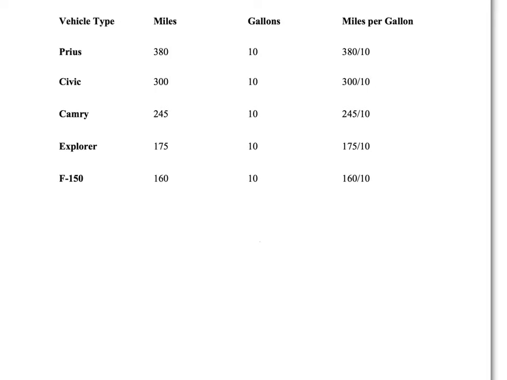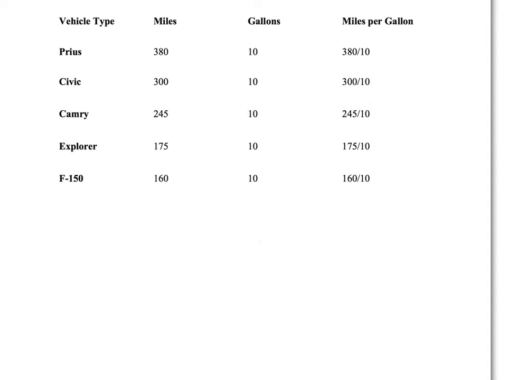Looking at this chart, you can use it to determine how many miles you can drive on 10 gallons of gas. So let's take a look at this chart. Let's look at a Civic. A Civic on 10 gallons of gas can go 300 miles. So if I wanted to write an expression to find out the miles per gallon, I would use 300 divided by 10 as my expression. Because I'm using numbers, this would be considered a numerical expression.